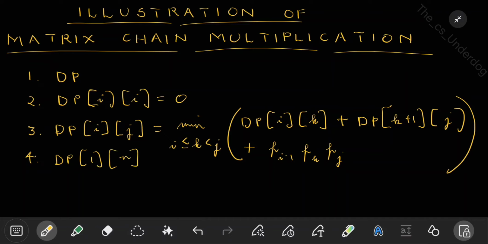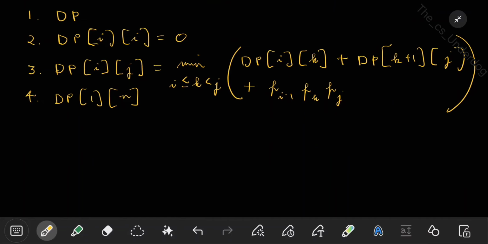In this lecture, what we are going to do is take an example of 4 matrices and see how to find out the best way to parenthesize and how to find out the minimum number of scalar multiplications. Let us start with this. We'll have a DP table and we'll see step by step how each entry in this DP table is getting filled.